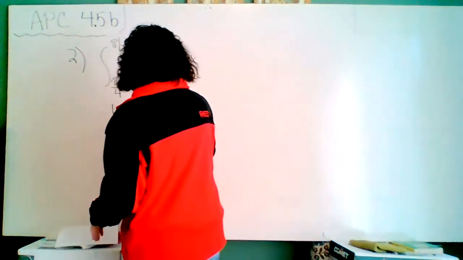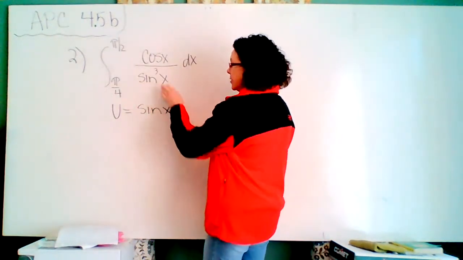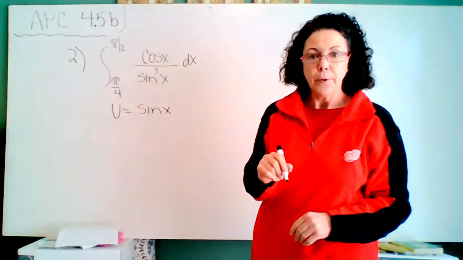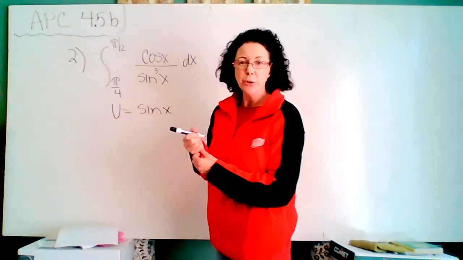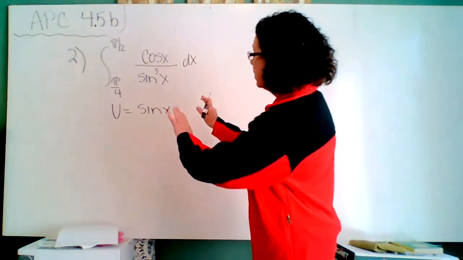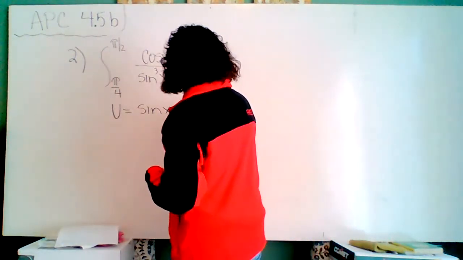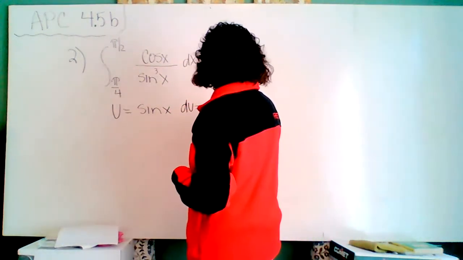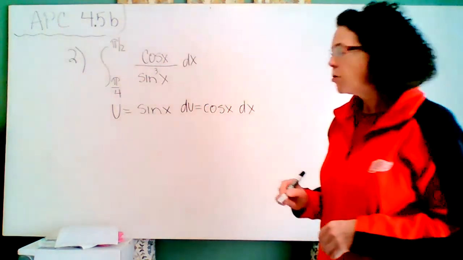So what if I made u just sine of x? It is inside the cubing function, and I do know how to integrate 1 over u cubed, so it's not like the cubed is a problem. So let's try again. Let's just make u sine of x. That makes du, okay, that's much nicer, cosine of x dx.